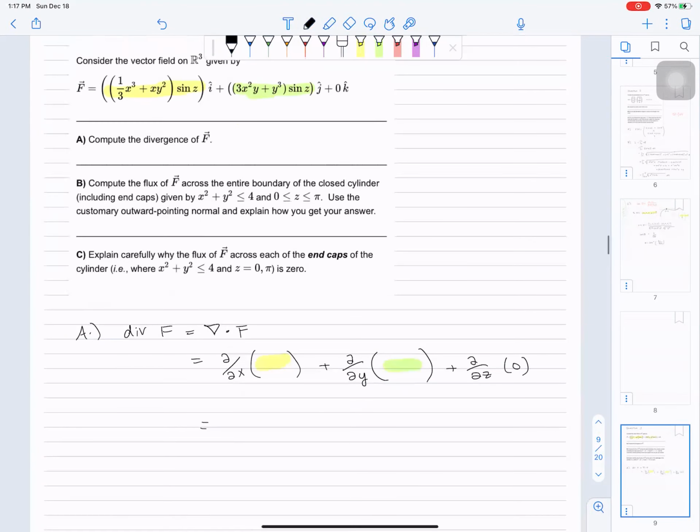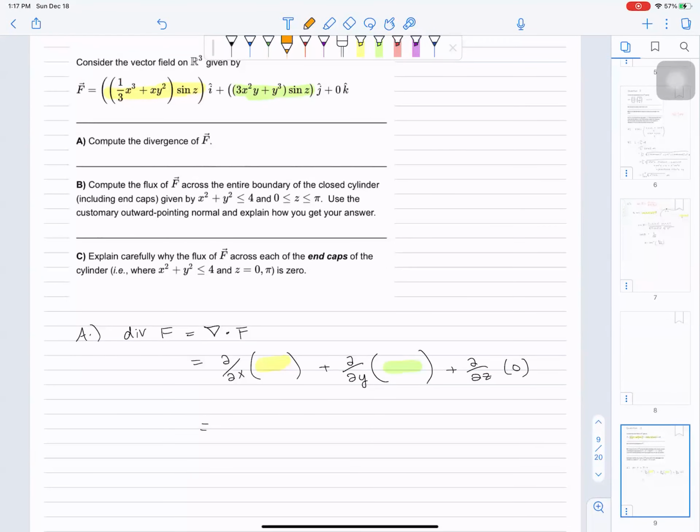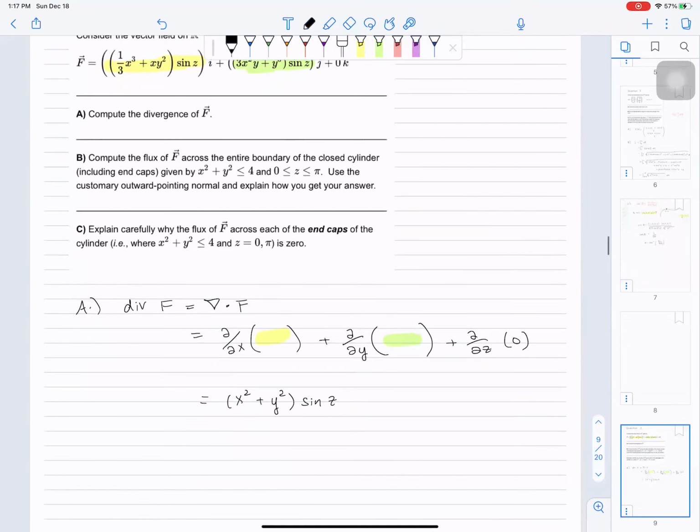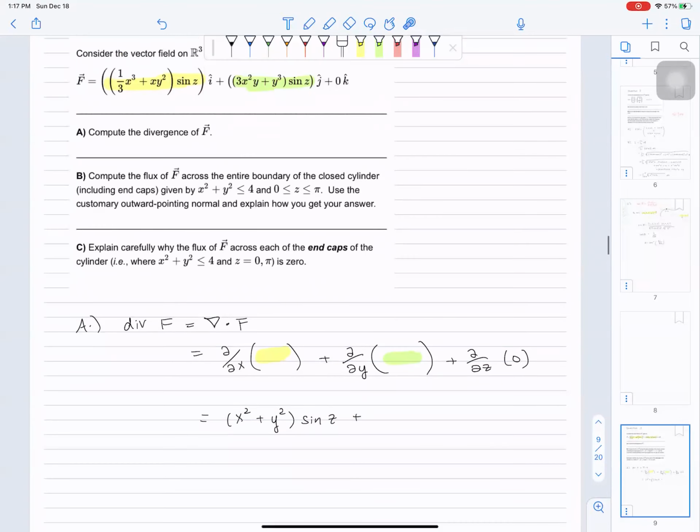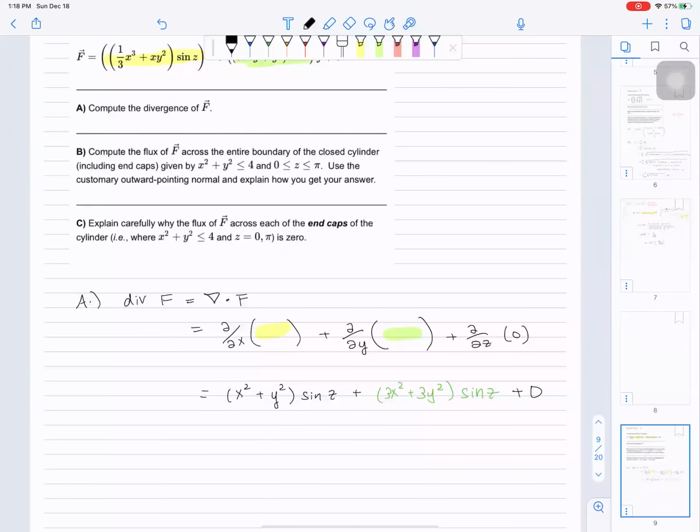So what do I get? The partial with respect to X of this, you have x squared sine Z. So I have x squared sine Z. And in here, partial with respect to X is y squared. Plus, what's the partial with respect to Y of this thing? Well, I can just look at this inner thing. What's the partial with respect to Y? I get 3x squared plus 3y squared. And that sine Z still stays because it's like a constant. And then plus 0.